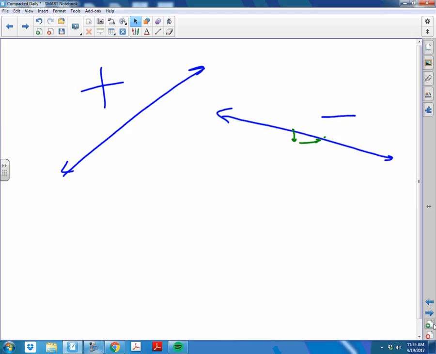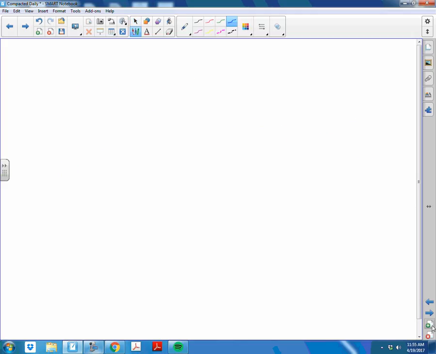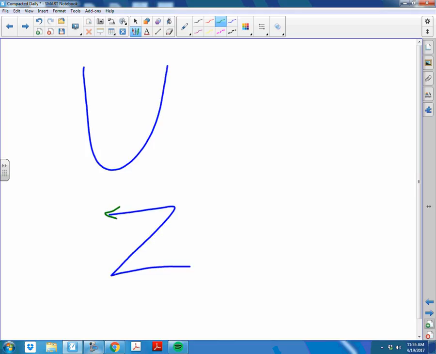Slopes are either undefined or zero when they're vertical and horizontal. There's a trick to remember that I teach my kids, and it's the easiest trick in the world. So remember, slopes are either undefined or they're zero. Undefined or zero. Undefined slopes are vertical, and zero slopes are horizontal.